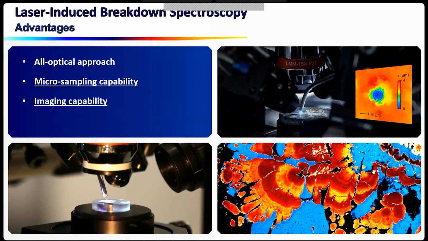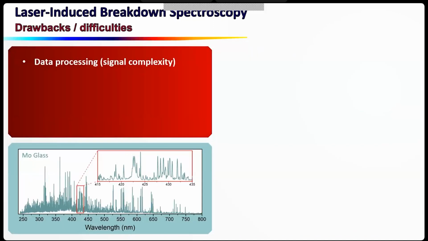The two last advantages, which will be developed in detail in the rest of the lectures, are the microsampling capability. It's like optics, so you can focus your laser beam at the limit of diffraction, and so do very precise and accurate microsampling. And you can also image by reproducing this measurement at different positions of the sample. So that was the advantages.